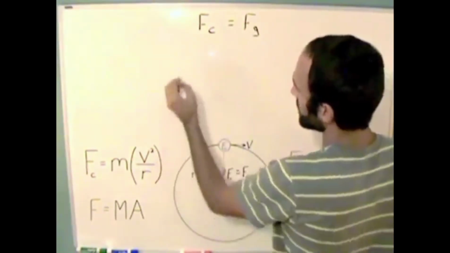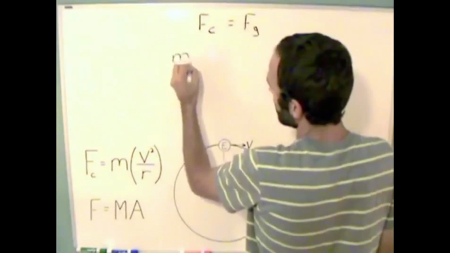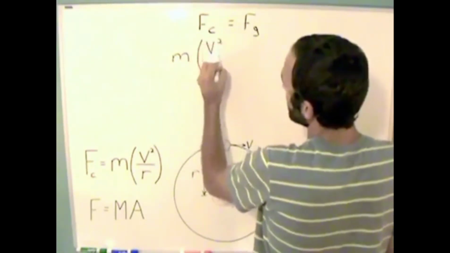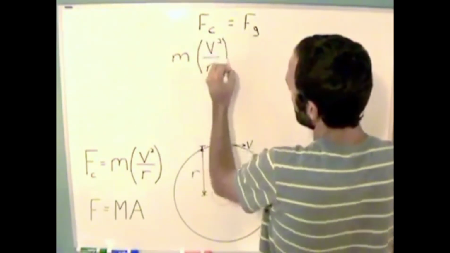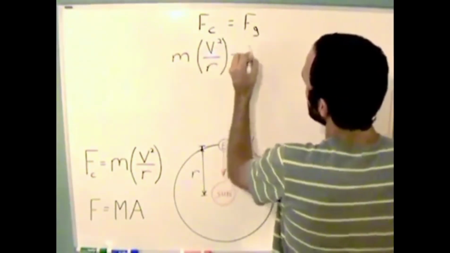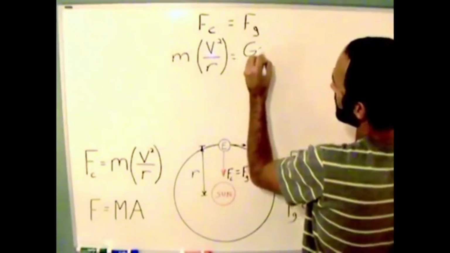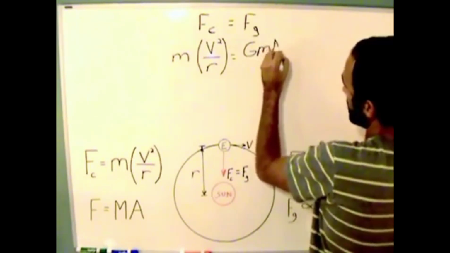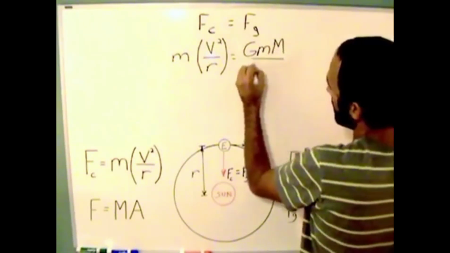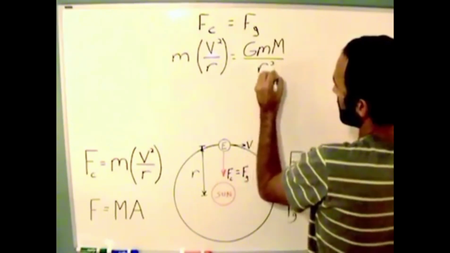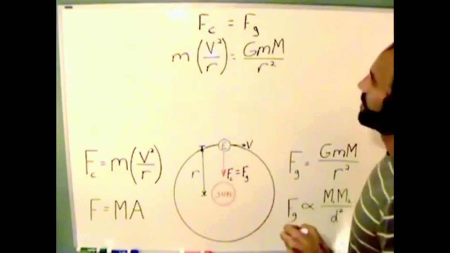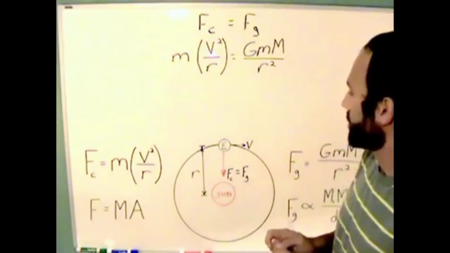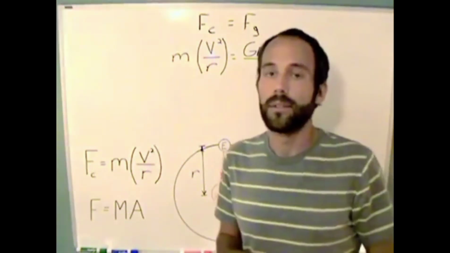Okay, but this is really m, times v squared, getting a little ahead of myself there, over r, is equal to big G, the gravitational constant, times the little m, which is the mass of Earth, times big M, which we're going to say is the mass of the Sun in this case, over r squared.